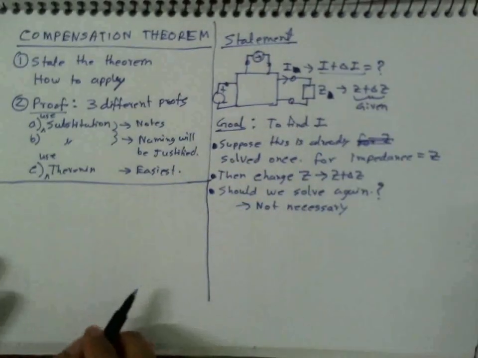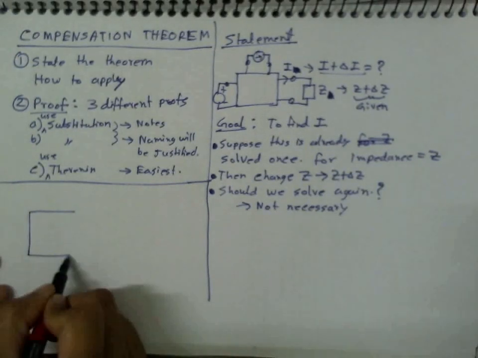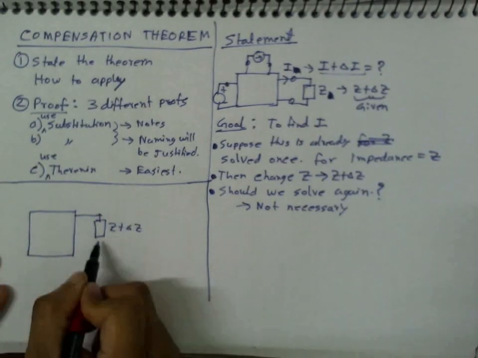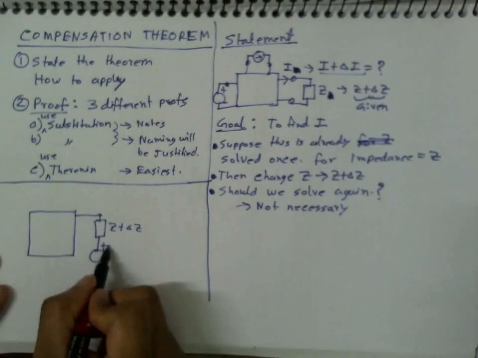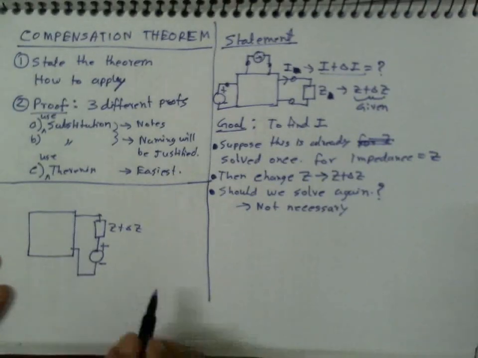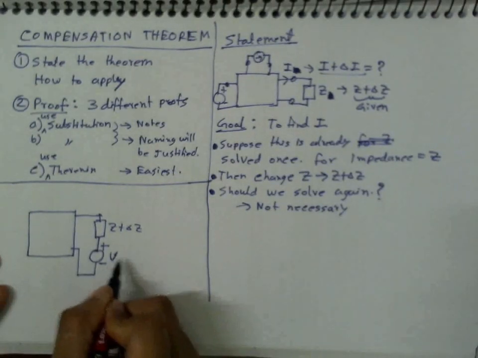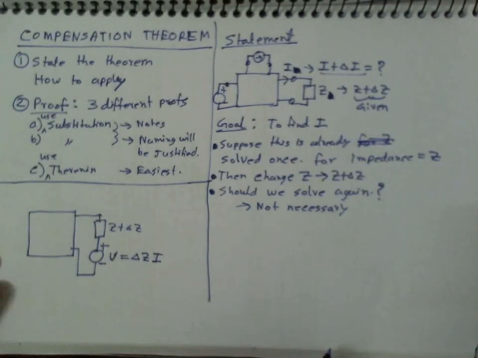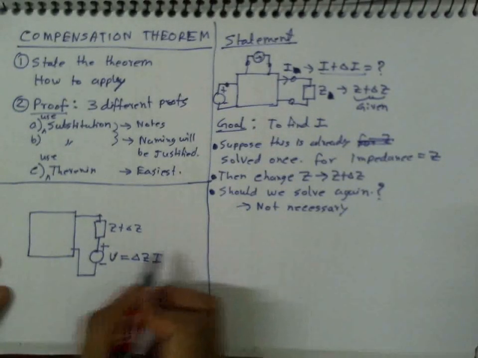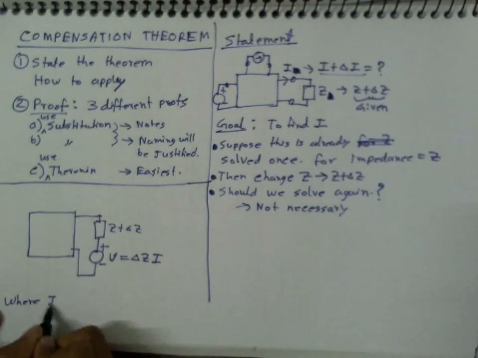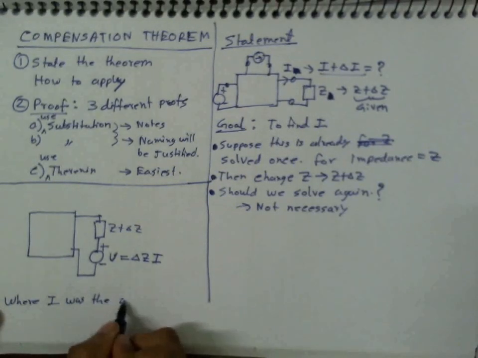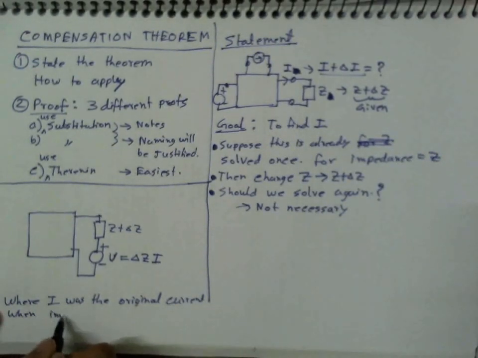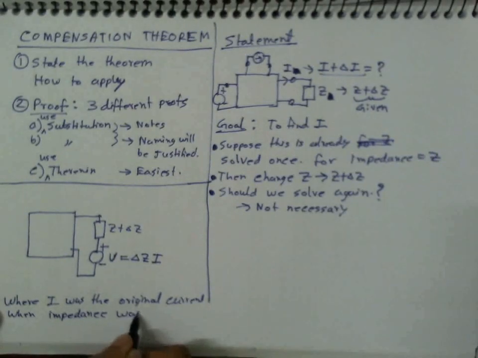So compensation theorem says that when this becomes Z plus delta Z, you apply a source like this, call it V, which is equal to delta Z times I. And what is I? I is the original current, when the impedance was equal to Z.